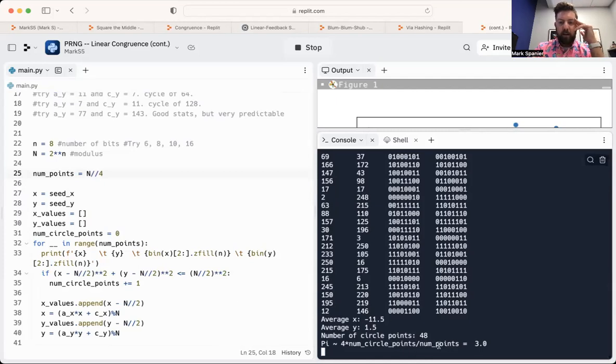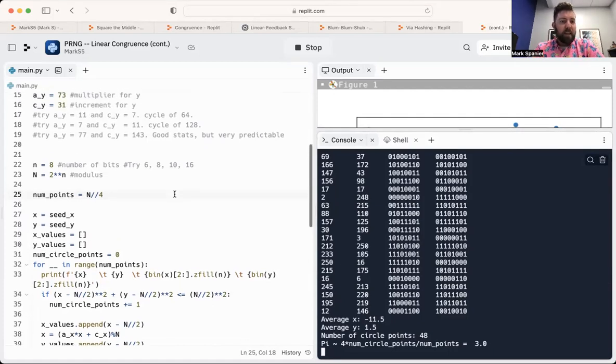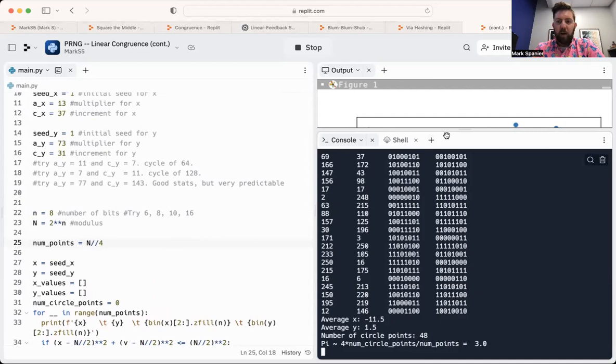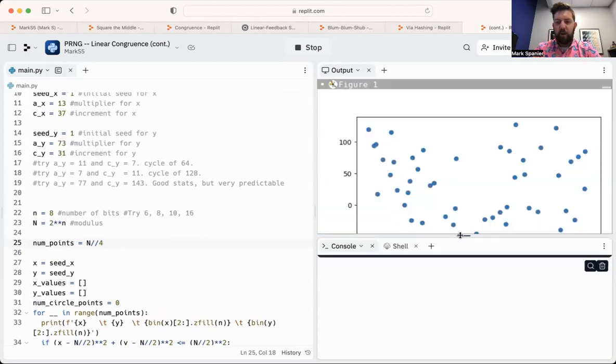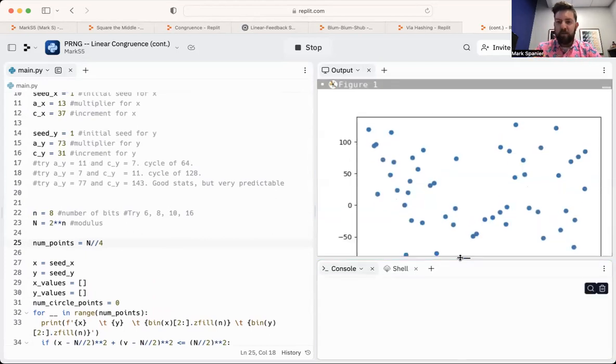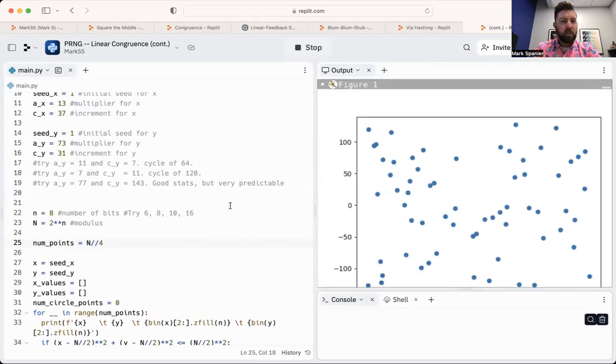But it also shows that my pi approximation is about 3, which is not a great approximation of pi. It's not terrible, but it's not the best approximation anybody's ever seen. Some things you can do: you could obviously change up some of your seeds, you can change up the number of points you generate. There are all sorts of things you can start to do.